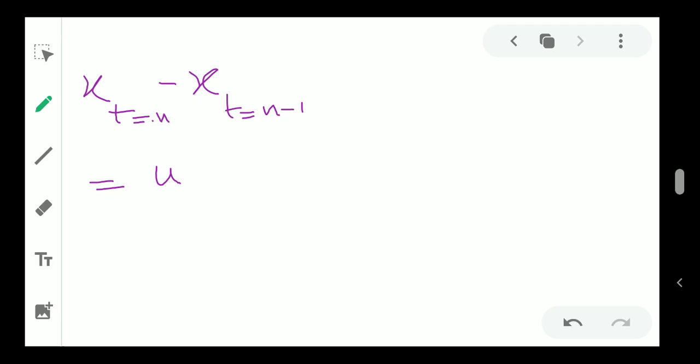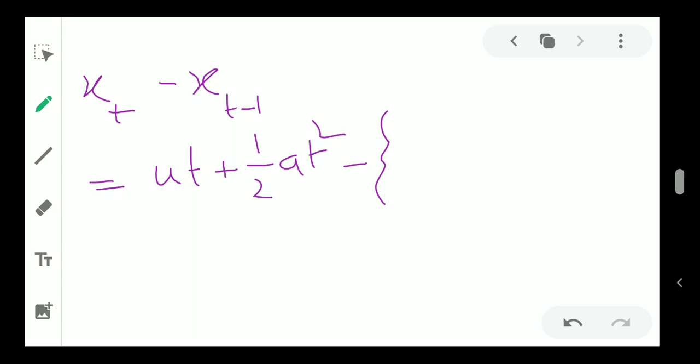So basically I am writing u, and instead of t I am writing n right now, because the first one is the nth. So un, and then t minus 1 I can say. Or let's say this is t and this is t minus 1. That will be easier. So it will be ut plus half a t square minus u(t minus 1) plus half a (t minus 1) square.